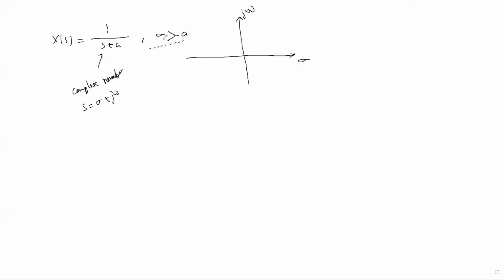This condition is that sigma should be greater than minus a. Minus a is nothing but a pole. When you equate s plus a equal to 0, then s equals minus a, so you can think of that as a pole at minus a. Since sigma should be greater than minus a, all the region to the right side of this pole represents the ROC.